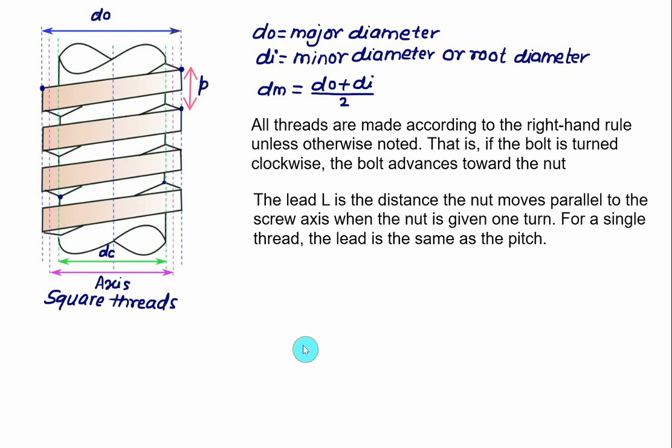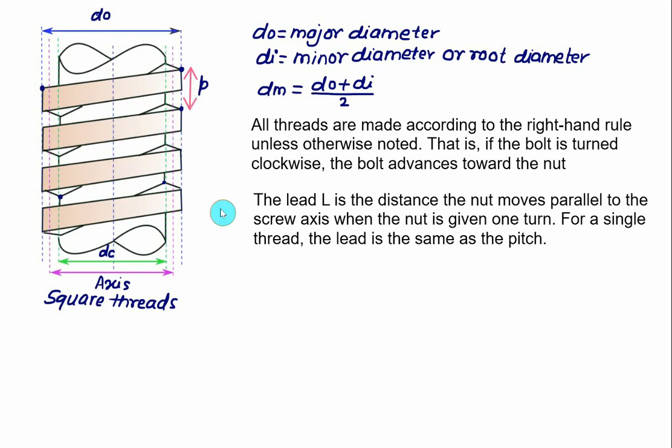There is a difference between the pitch and the lead. Pitch is defined as the distance between two consecutive crests measured parallel to the axis, whereas the lead L is the distance the nut moves parallel to the screw axis when the nut is given one turn. So how much distance the nut will travel in a vertically upward or downward direction, that is called the lead. There is a relation between the lead and the pitch.